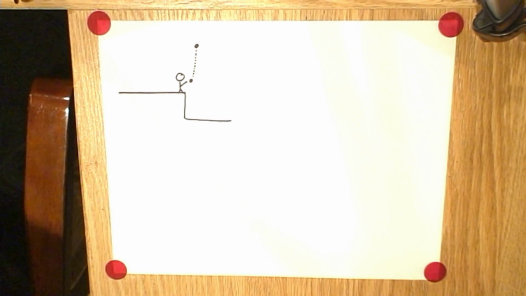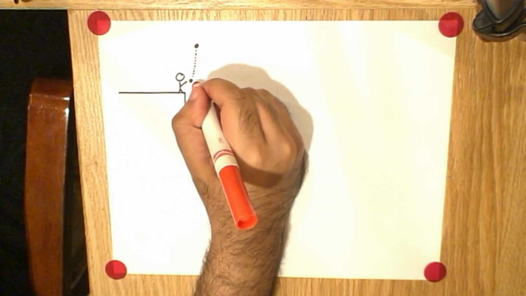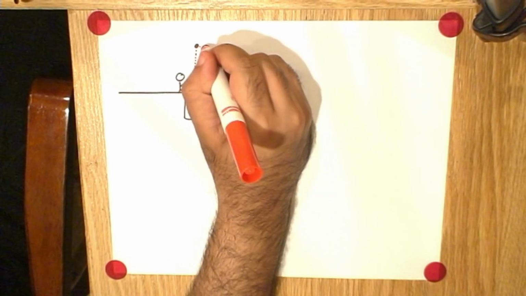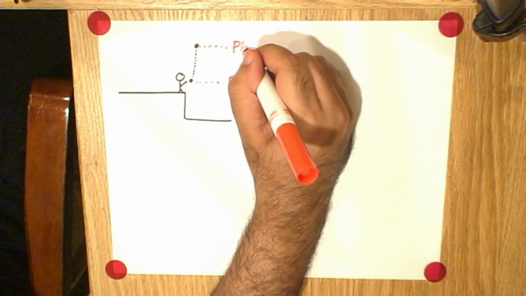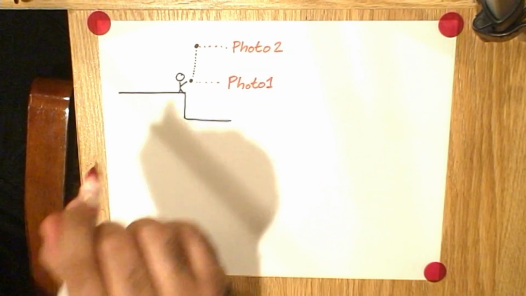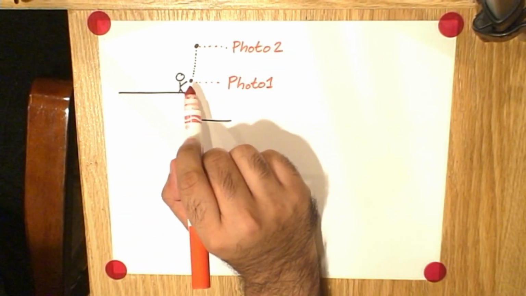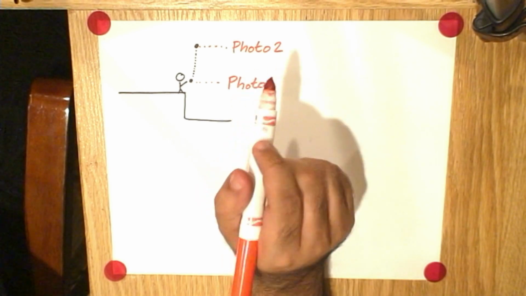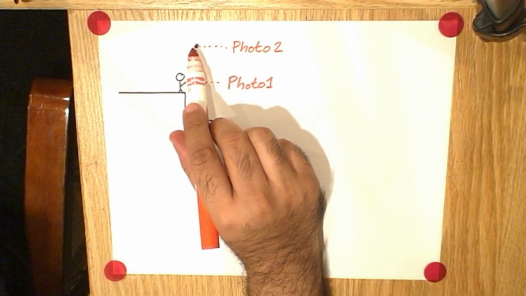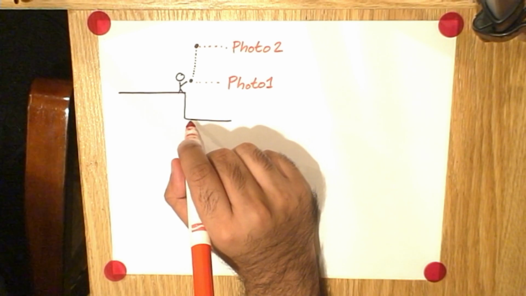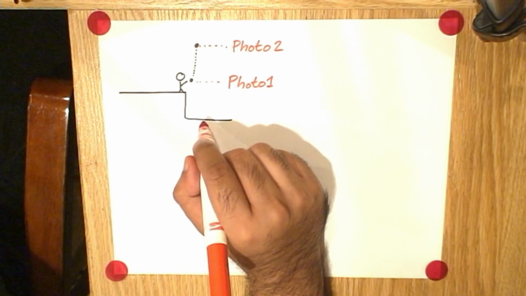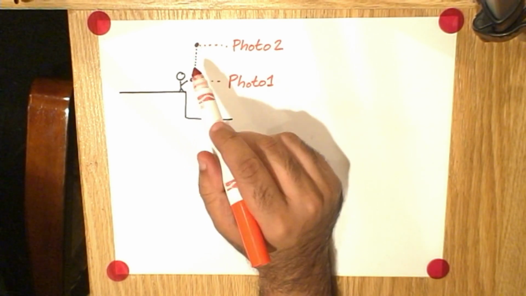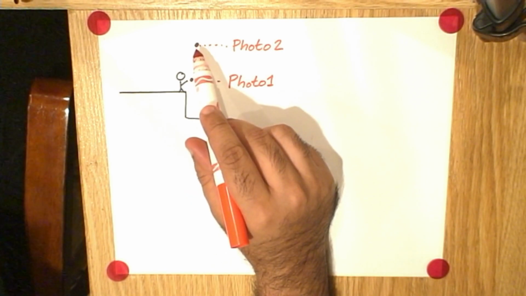So photo 1 for this rock would be at the instant it gets thrown, and photo 2 is when it reaches its peak. The subtle difference between this question and the last one is that photo 1 and photo 2 are now at two different places. More specifically, photo 2 is now at the peak, whereas previously photo 2 had been at the landing spot. And that's because we're looking at a different kind of motion. We're no longer interested in how the rock lands. We're interested in the rock as it reaches its peak.